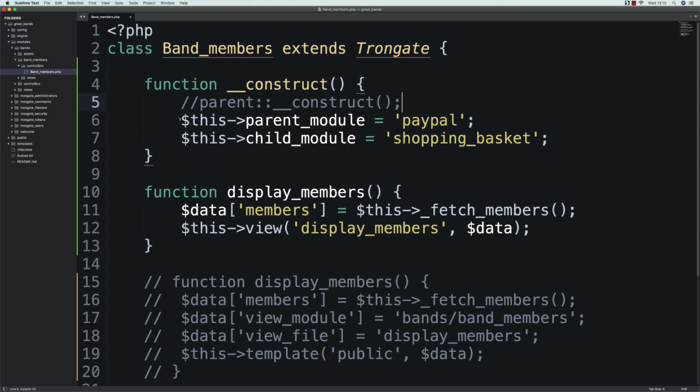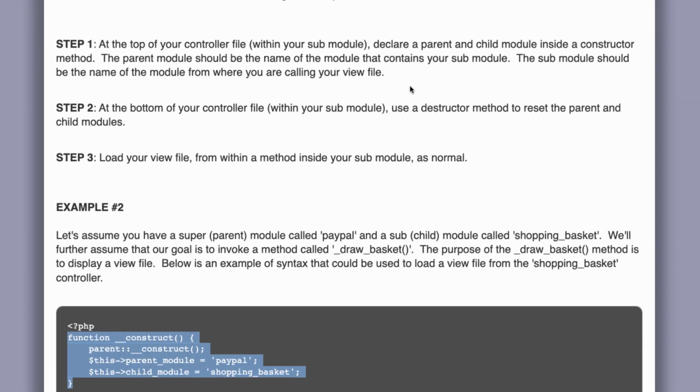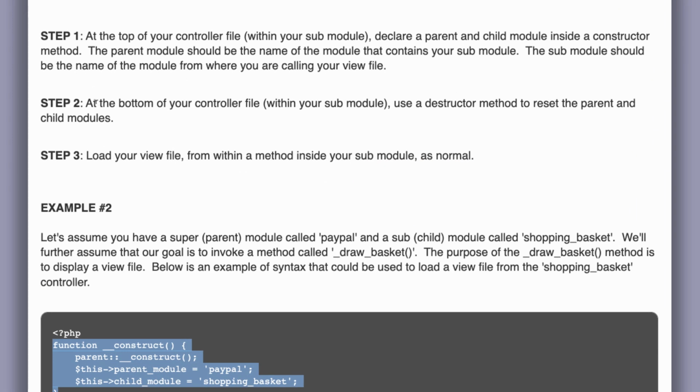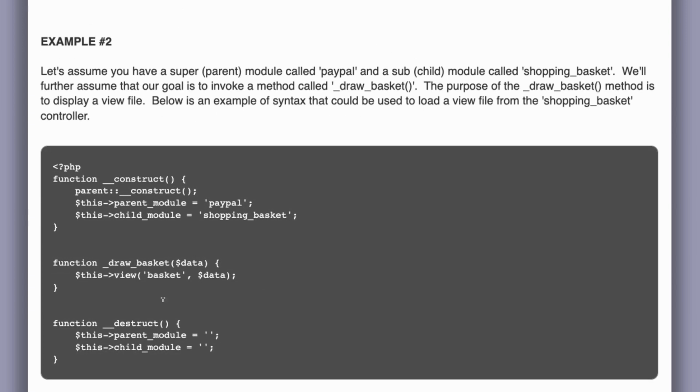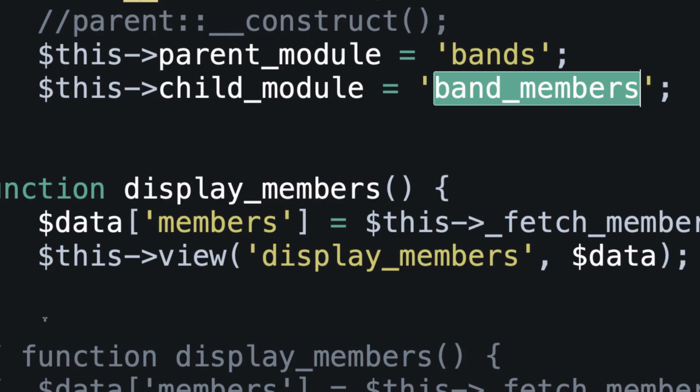But what we're doing is we are saying this parent module is, now for us it's not going to be PayPal, it's called bands. And the child module is going to be band members. Okay? So the parent module is bands, the child module is band members. Right, so that's step 1. Now back to the docs here. It says step 2 at the bottom of your controller file, use a destructor method to reset the parent and child modules. Again, I'm going to just copy.